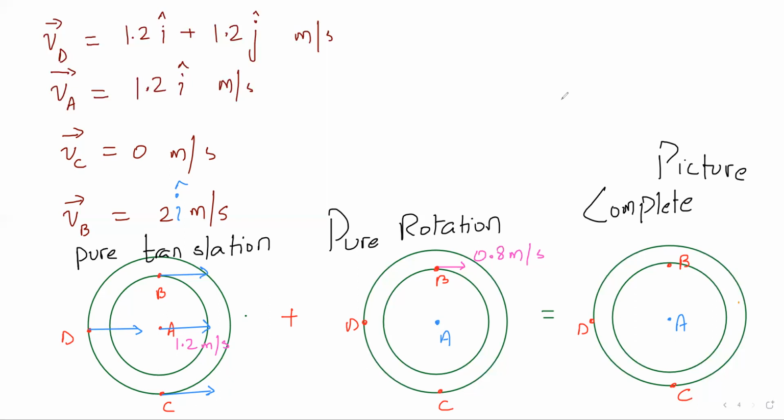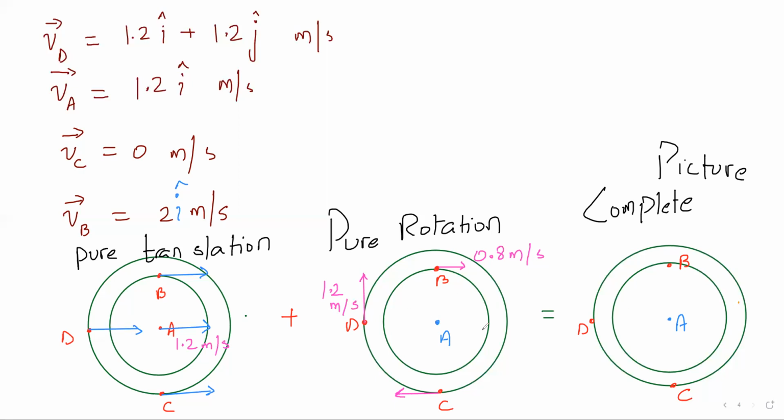This is the opposite direction. That's 0.8. Such a good answer. What about VD? 1.2I plus 1.2J. Again, one of the students answered us. Thank you. Very nice. 1.2J. 1.2 meter per second.